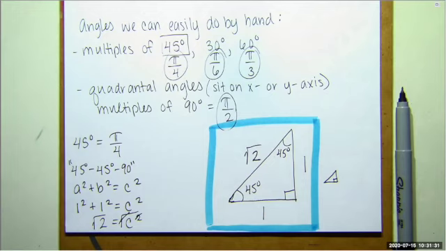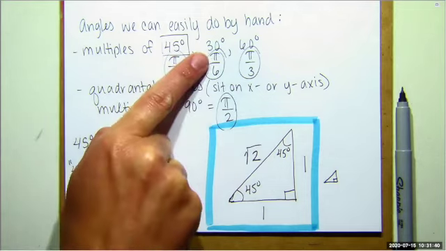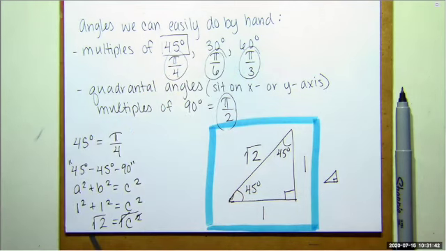Okay, so what you need to know is that the sides in a 45, 45, 90 triangle are 1, 1, and square root 2. Any questions so far? Okay, the next one we'll do is the 30 and the 60.